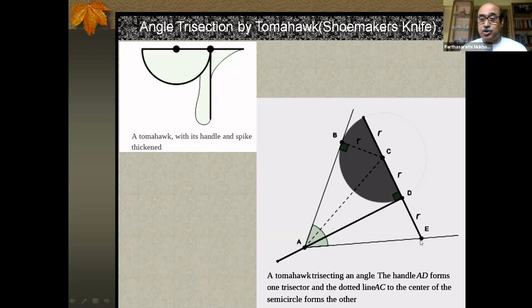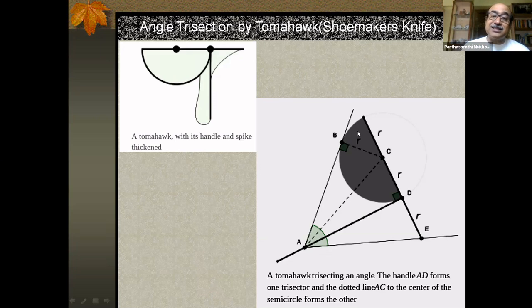This is static, so there should not be any problem. So you make this line pass through this vertex A, and these are three R, R, R. These are the three parts of the sharp edge. The end point lies on one arm of the angle.